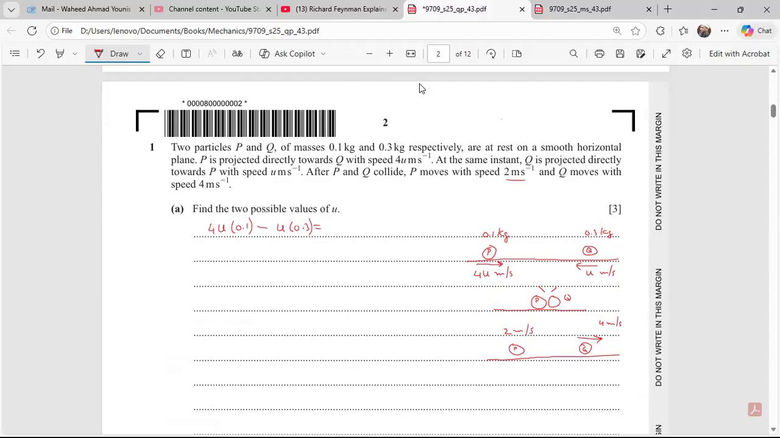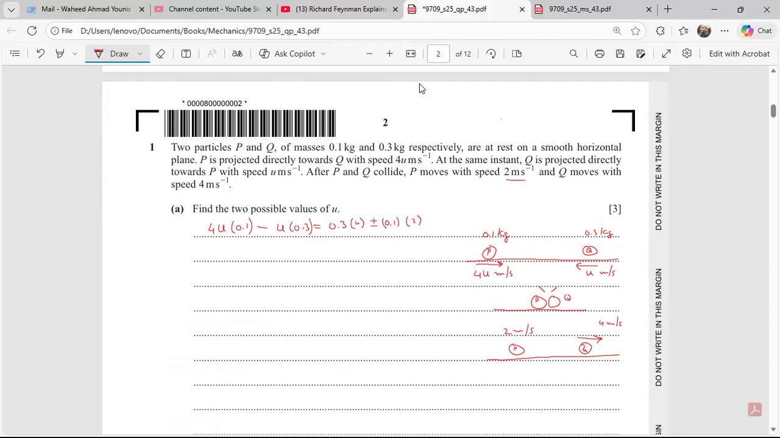Now this momentum must be equal to the momentum after the collision, right? After the collision, Q is moving in the positive direction, so its momentum is 0.3 times 4 meters per second. And P is moving either in the plus direction or the minus direction, so I will assume it is either positive or negative. We don't know yet, right? Its mass is 0.1 and its speed is 2 meters per second. So we can solve this equation and find the value of u.